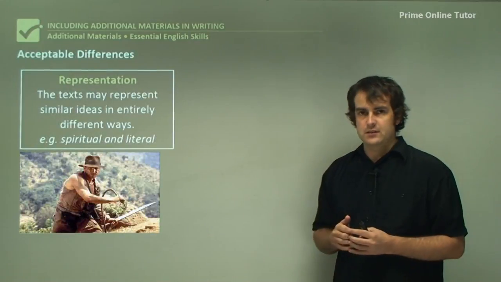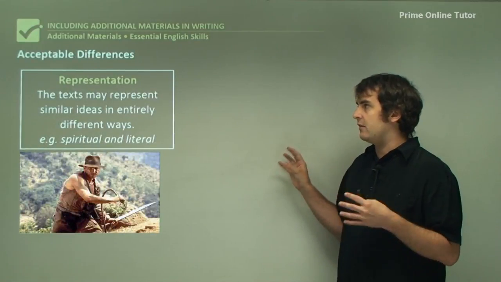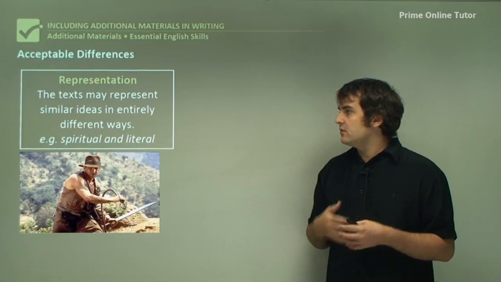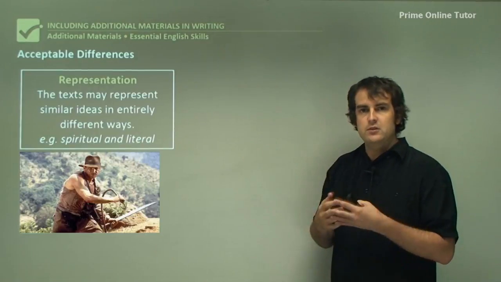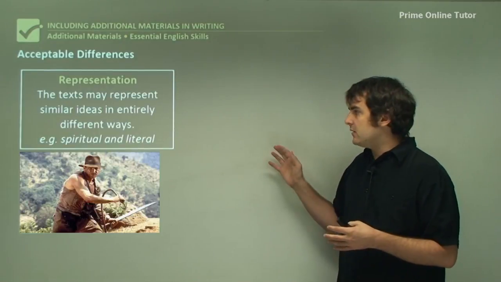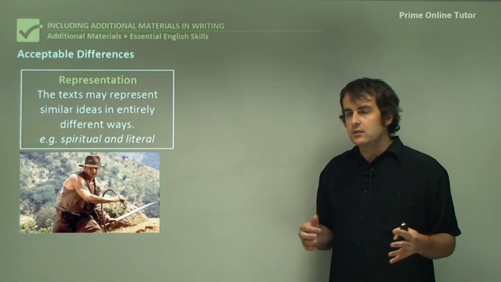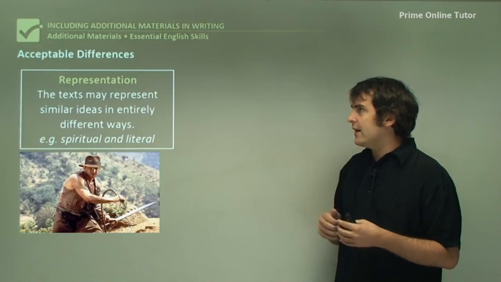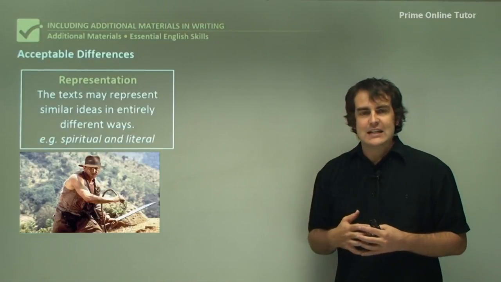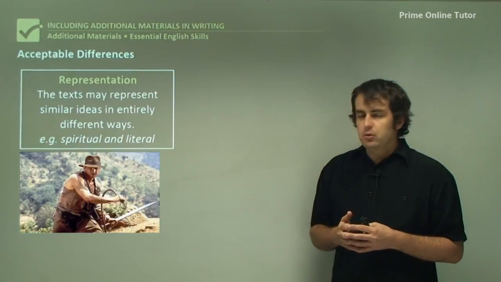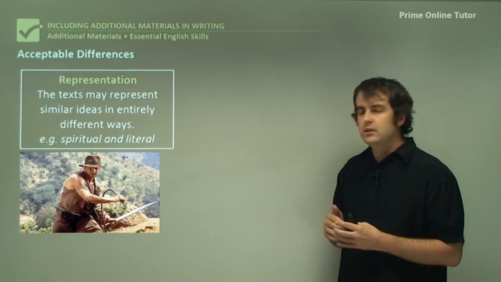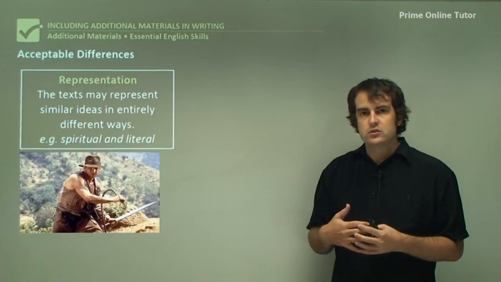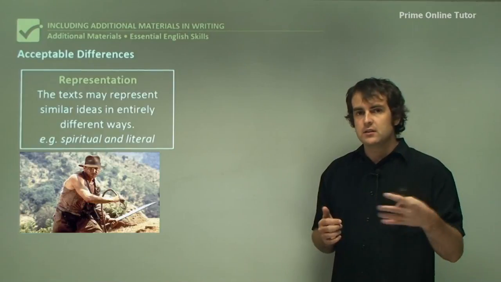Now, you can have some differences in the text, and these are the sorts of differences you can have. For instance, representation. The text may represent similar ideas in entirely different ways. One may do it spiritually, one may do it literally. If you're talking about death, one might literally talk about the act of someone dying, and one may talk about the spiritual act of death and the way it all works. So the method of representation is really important. It's also in terms of media as well. I haven't really included that angle, but if you've got one film and one poem, they will of course represent similar ideas in different ways.